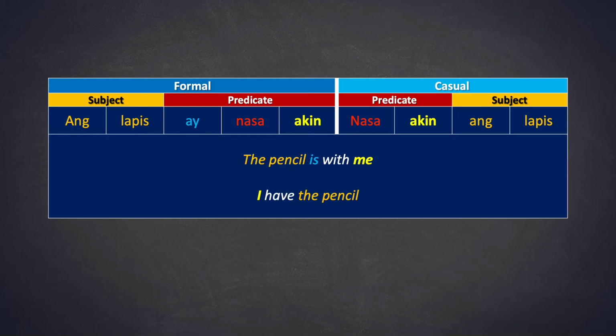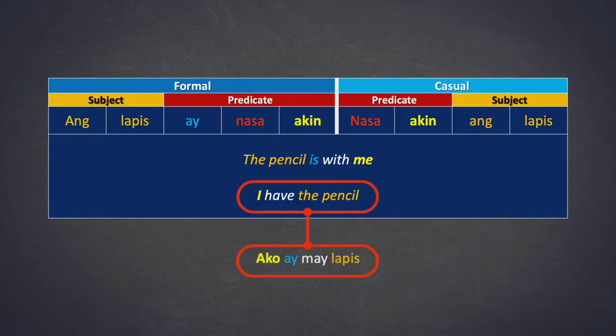Please note, however, that to say in English, I have a pencil, can have a different form in Tagalog. The direct equivalent would be, ako ay may lapis, with may as the Tagalog word for have. I've touched on this subject in episode 47. You will find the link down below.